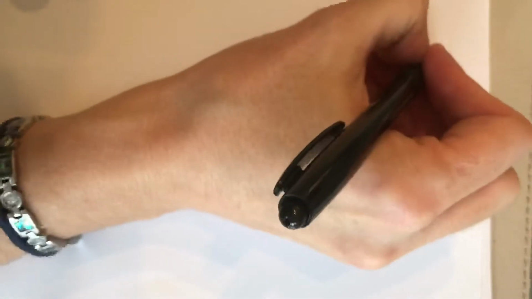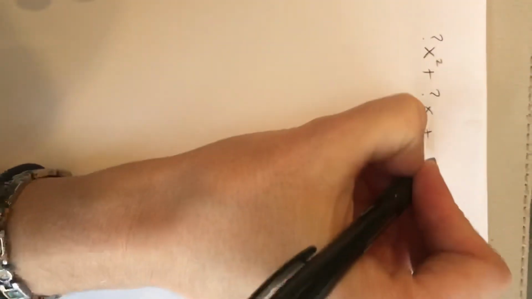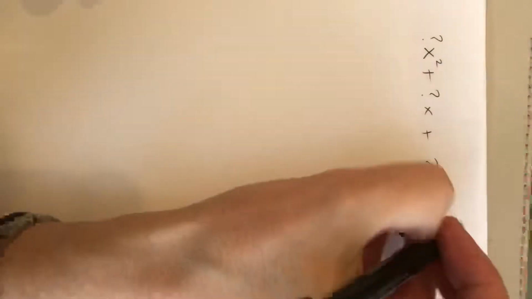If I'm working backwards and I'm given the roots of a quadratic equation or a cubic equation, it doesn't matter, I'll just be expecting a certain amount of roots. If it's a cubic, I'll be expecting 3. If it's quadratic, I'll be expecting 2.